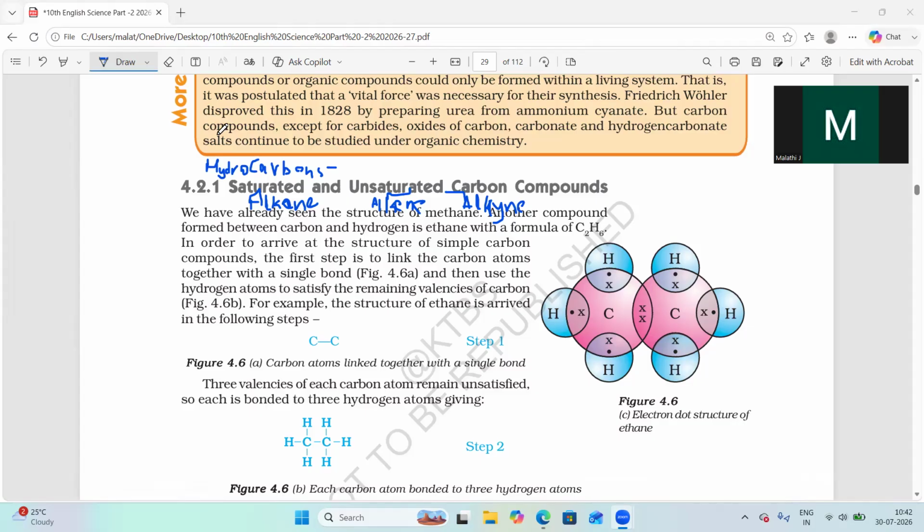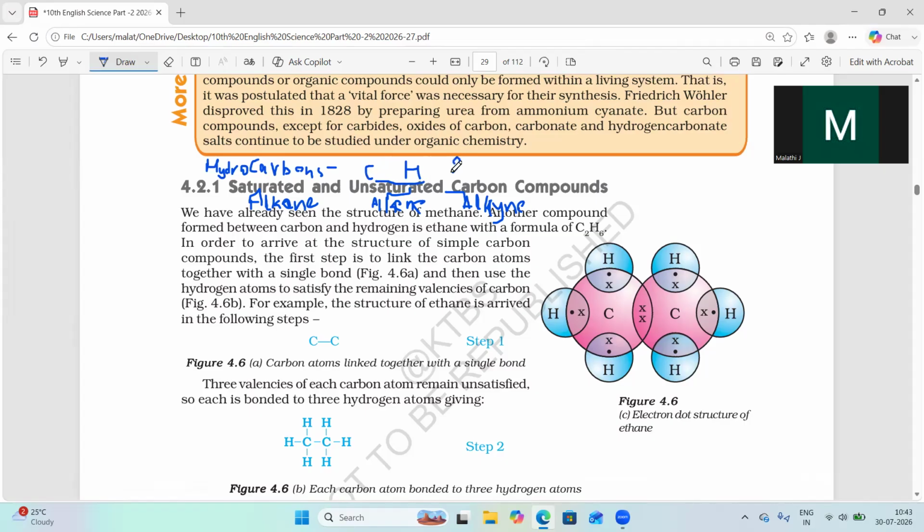So now we will study hydrocarbons. If you come to the topic hydrocarbons, what is a hydrocarbon? Hydrocarbons are nothing but compounds which are made up of carbon and hydrogen. We know carbon compounds can also contain oxygen, nitrogen, fluorine. But in hydrocarbons, only two elements are present, that is carbon and hydrogen.